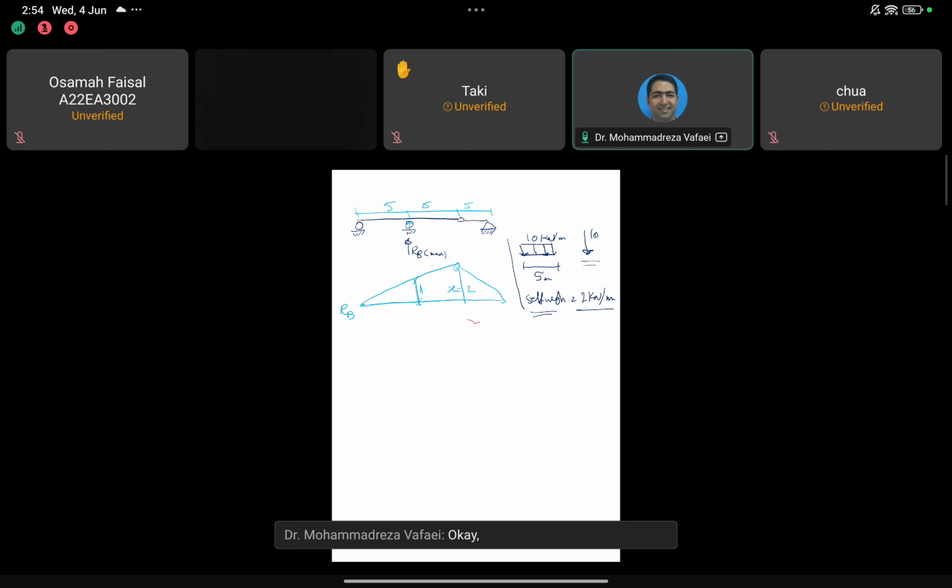Okay, now that we have our influence line in our hand, which is this one, we need to decide where we should put the loads.